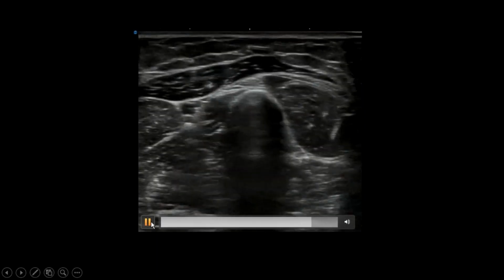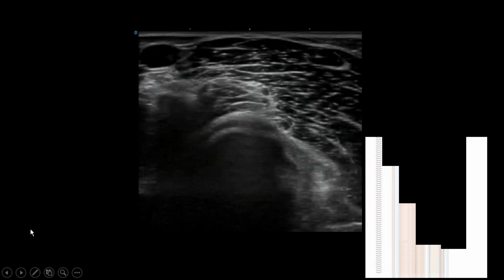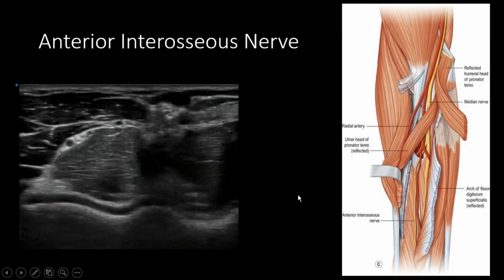radial sensory nerve. So it's good to be aware of the different branching patterns of these nerves, which are coming off the main big trunk of a nerve, like the radial nerve or median nerve.